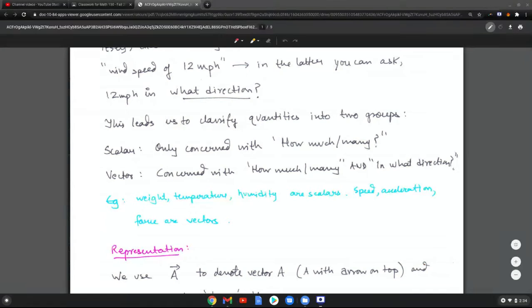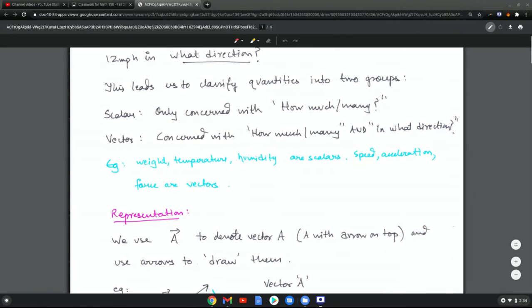This means we can classify quantities into two groups: a scalar, which is concerned only with how much or how many, and a vector, which is concerned with how much, how many, as well as in what direction. Example: weight, temperature, humidity. These would be scalars. Speed, acceleration, force would be vectors.